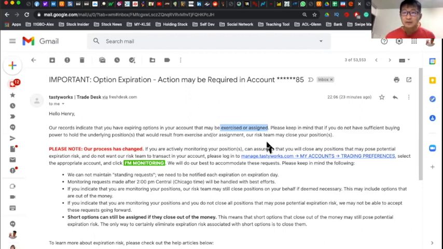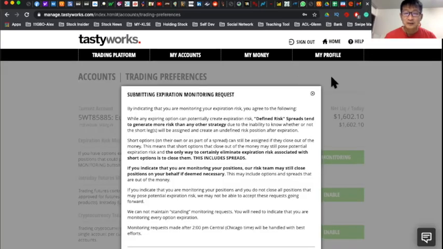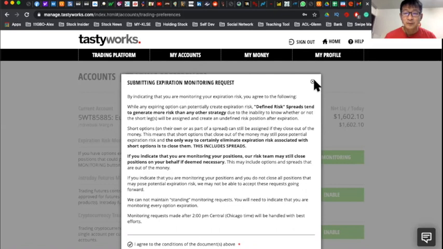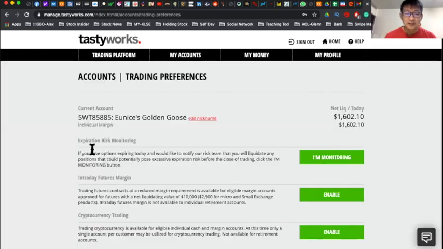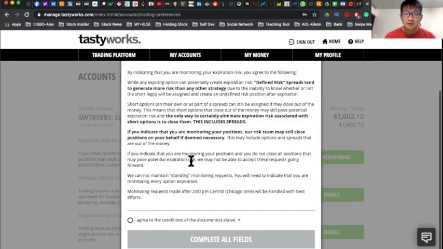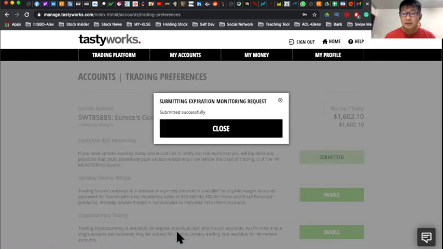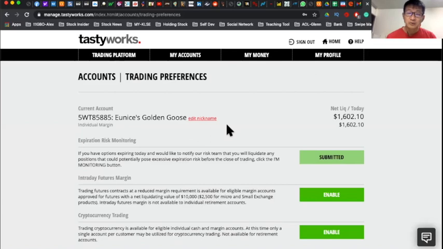Now it's 10:30. Before we do that, this is the red notification. To note, you need to log into Tastytrade to manage your account, and click on I'm monitoring, so that they will not touch your account, as they've been notified. This is the page when I come into my Tastytrade, and you can see the expiration red monitoring. You need to click this button, then click agree and submit to tell them that you are monitoring your account.